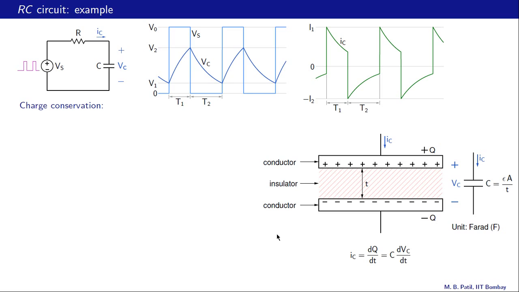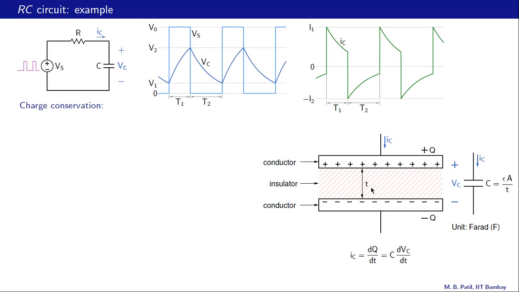Here is a schematic diagram showing a capacitor. There is one metal plate over here with charge plus Q, and there is another metal plate here with a charge minus Q. If this is plus Q, this has to be always minus Q. These two metal plates are separated by a dielectric with a thickness T and a dielectric constant epsilon.